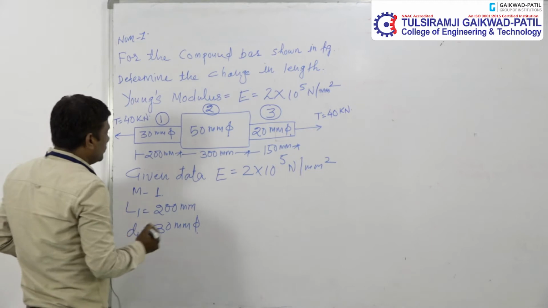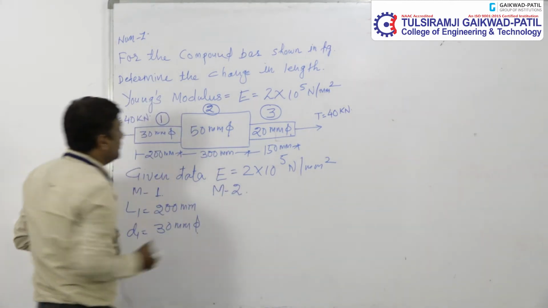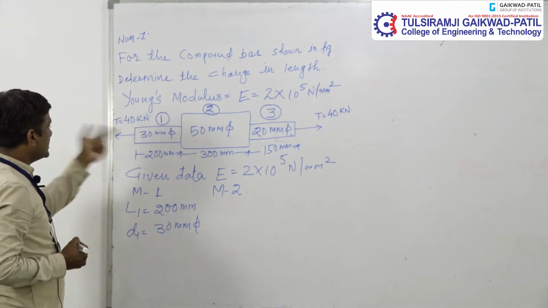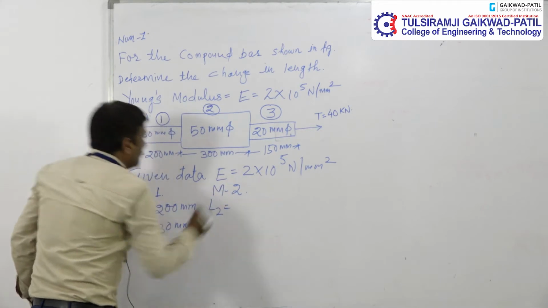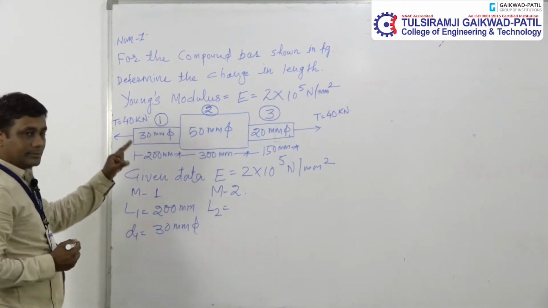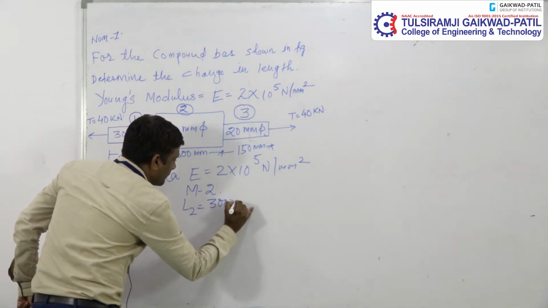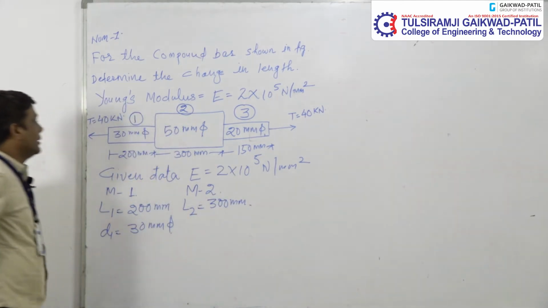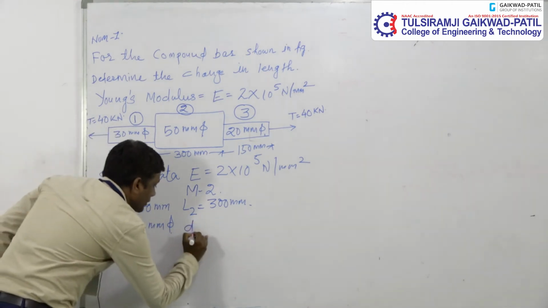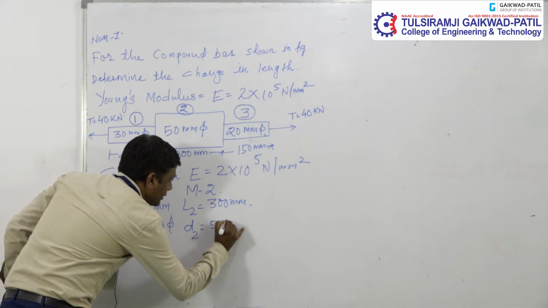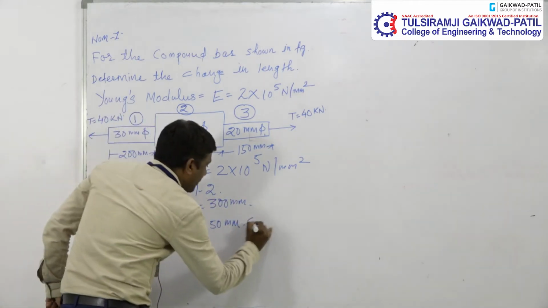Now, let us move to material number 2. For material number 2, we consider the length as L2, and the value of L2 is given as 300 mm, and diameter D2 is given as 50 mm phi.